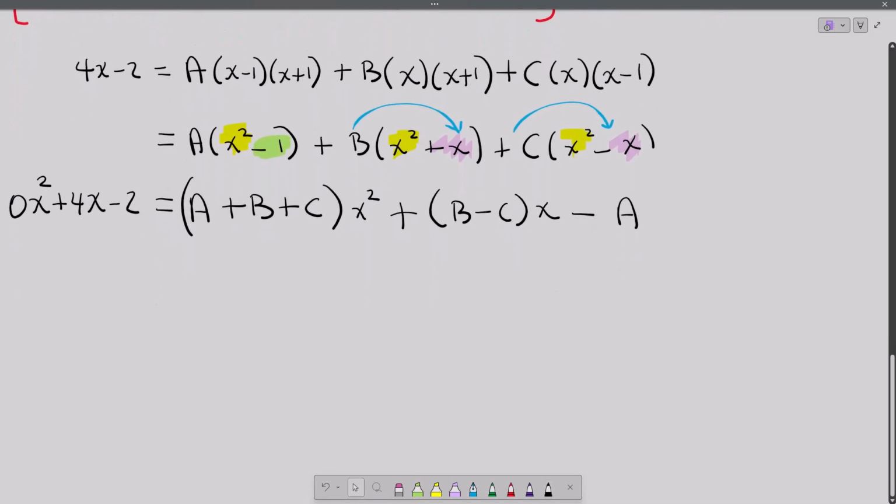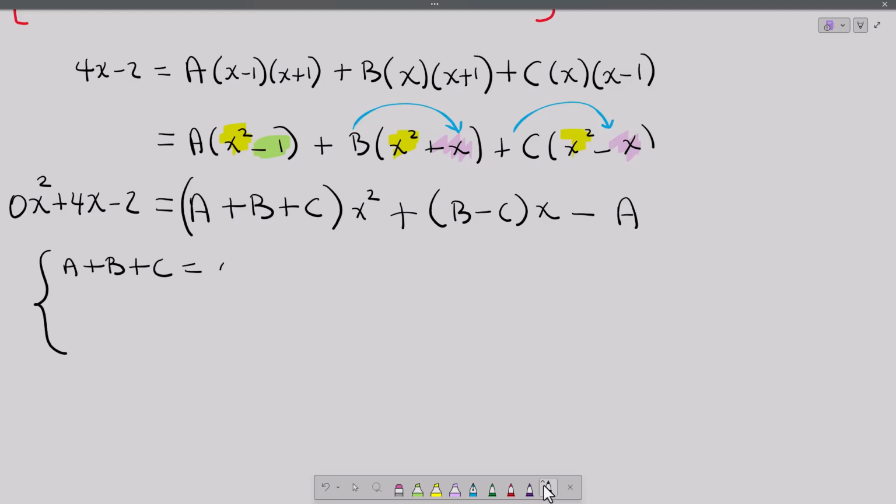So let's go ahead and set up our system. Our system says coefficients of x squared have to be the same. So that tells us that a plus b plus c must be 0. It tells us that b minus c must equal 4. And it tells us that negative a must equal negative 2. So that is our corresponding system of equations that will allow us to solve for a, b, and c.